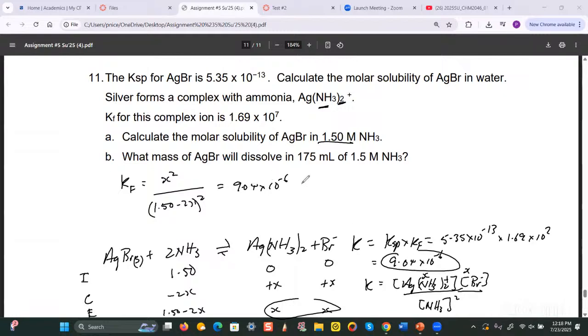And therefore from here, it's basically algebra. Since I have X squared here and 1.50 minus 2X squared, I would find the square root of both sides, right? So when we do that, you're going to end up with X over 1.50 minus 2X equals the square root of 9.04 times 10 to the minus 6. If I find the square root of that, I got 3.01, right?